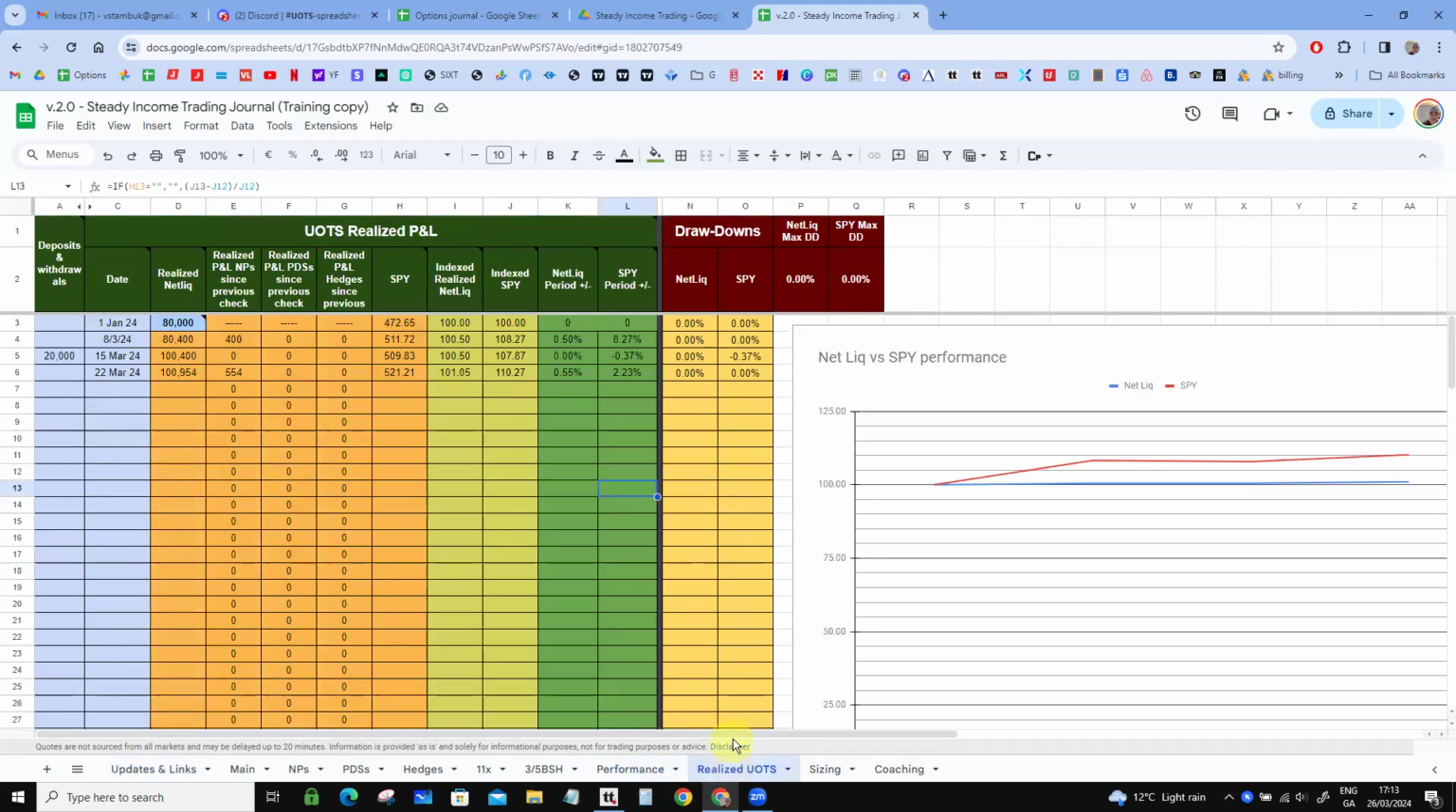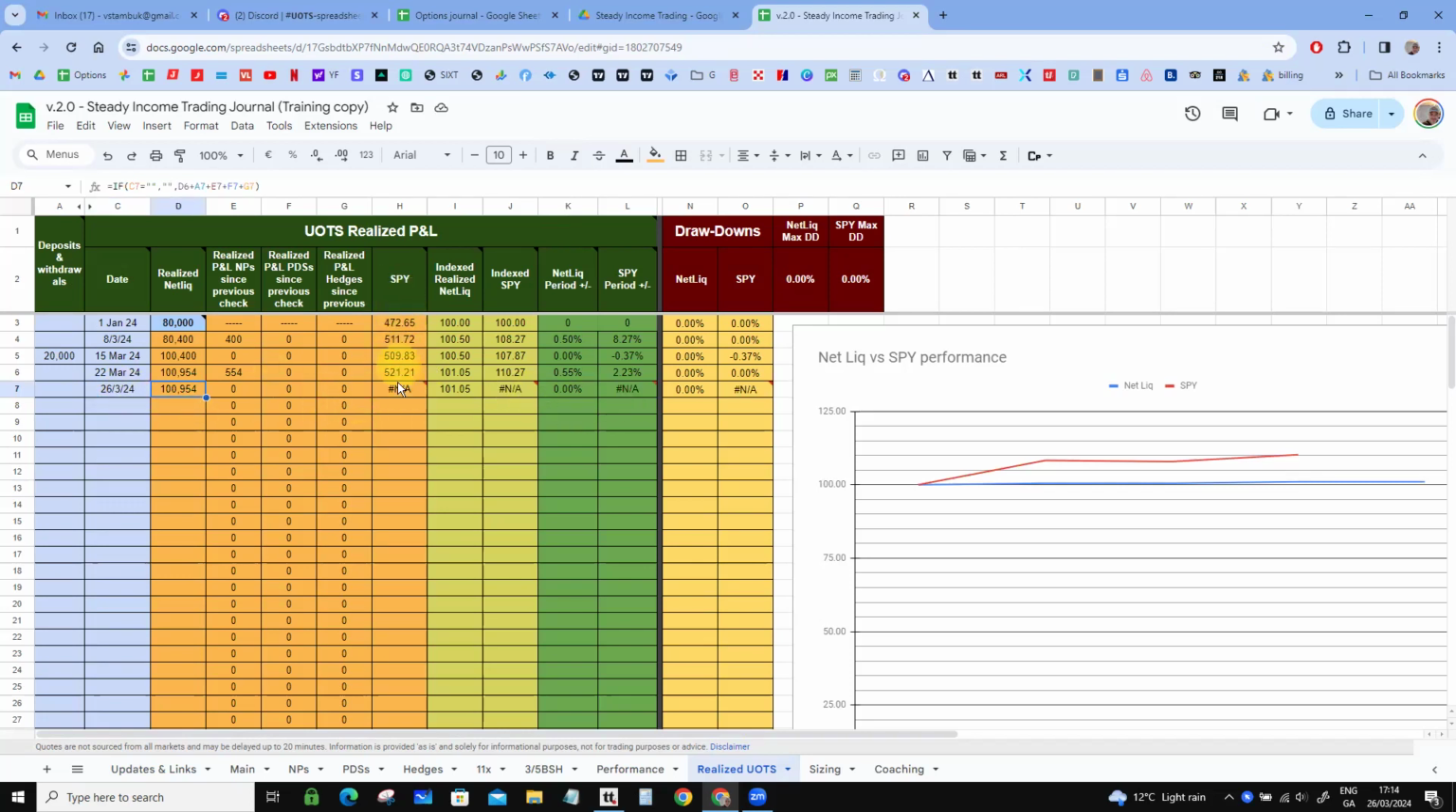But some people only allocate a portion of their account to the UOTS strategy and still want to be able to keep track of the performance. So for them, I've created a realized UOTS, which tracks a little bit differently. Instead of tracking the net liq, we're tracking the actual performance of each individual trade and contract that we put on that's connected to the trade. And then the spreadsheet will take the data from the naked puts page, put debit spreads, and hedges, and will calculate everything for you. So all you need to do is come in on the day and you put in a date, and it will calculate.